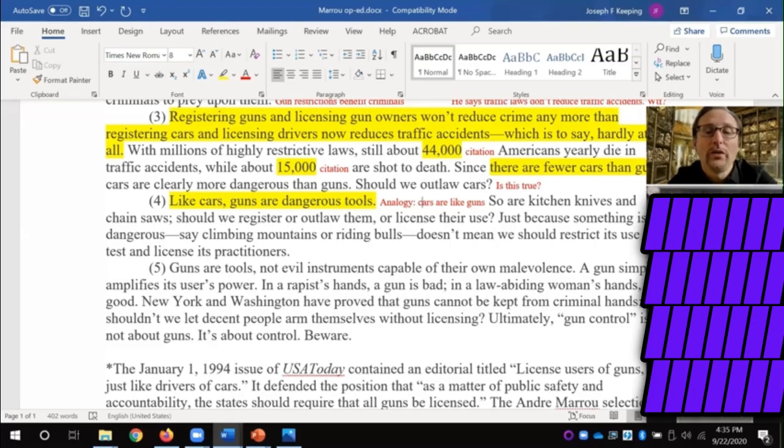Cars are like guns and kitchen knives and chainsaws. We don't have laws restricting their use. Therefore, we shouldn't have laws restricting gun use. That's the structure of an argument from analogy. You see them a lot. There's a few problems here. Anybody?